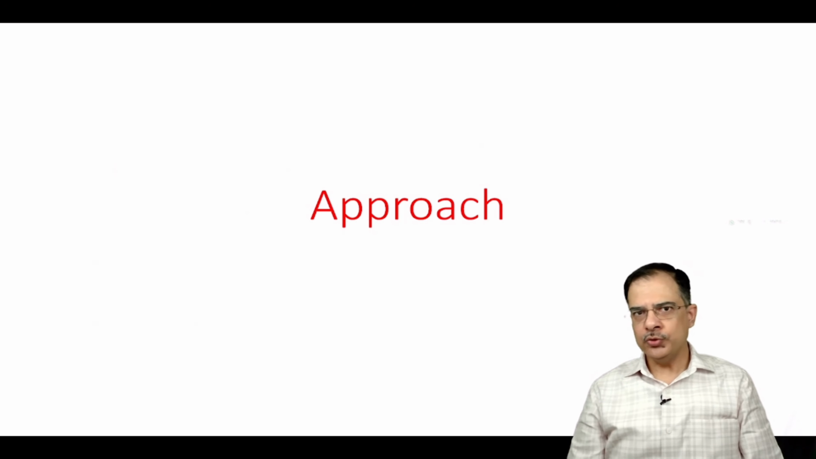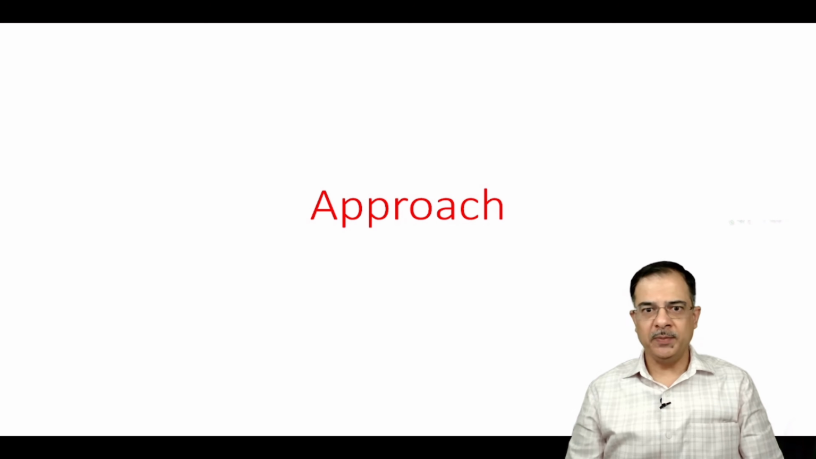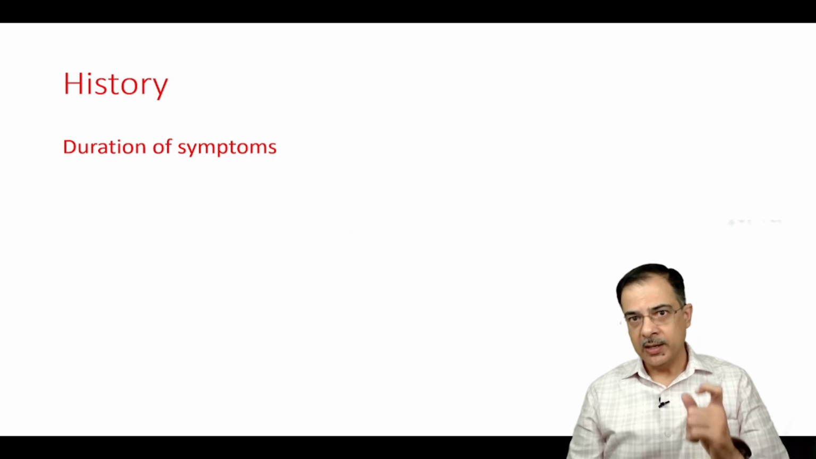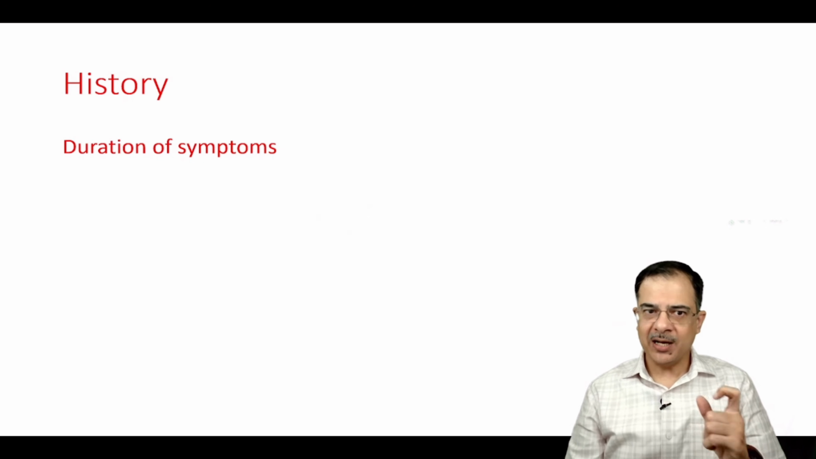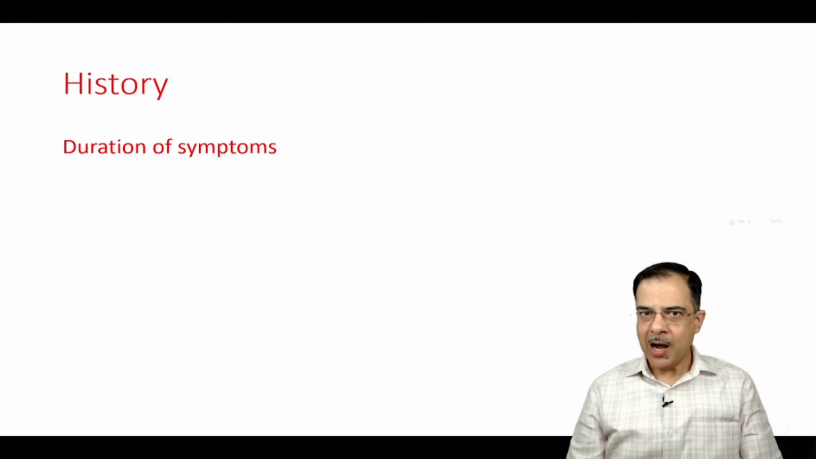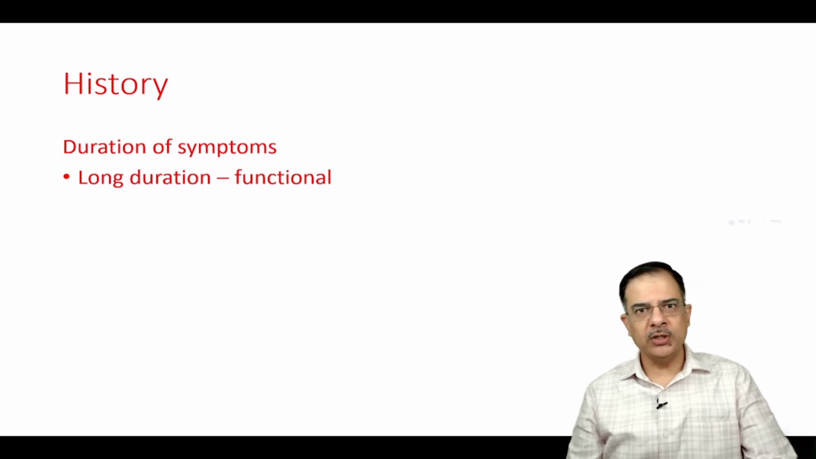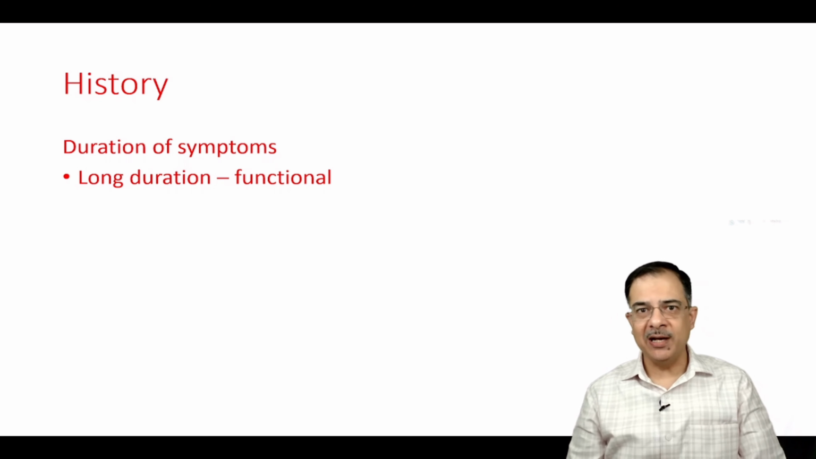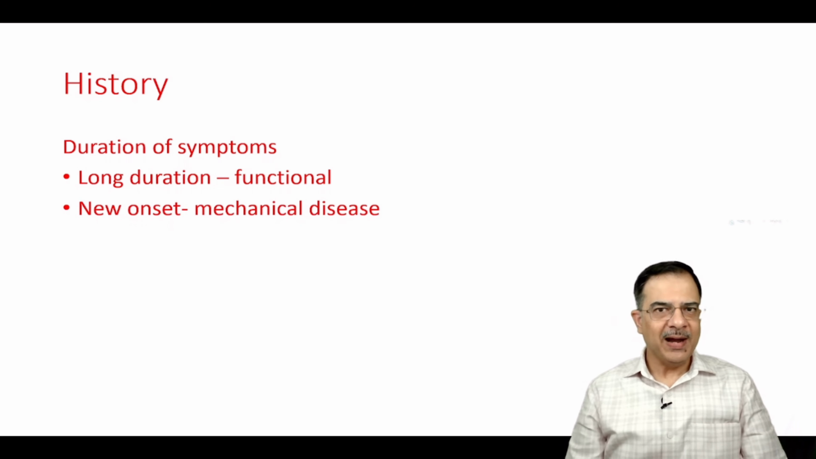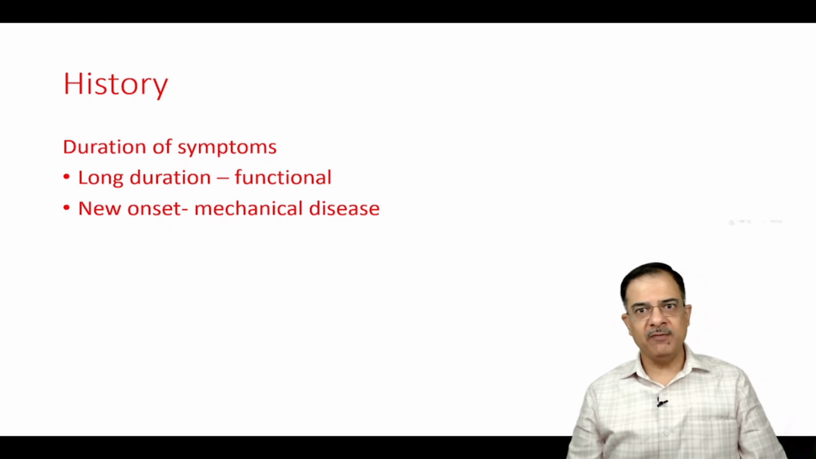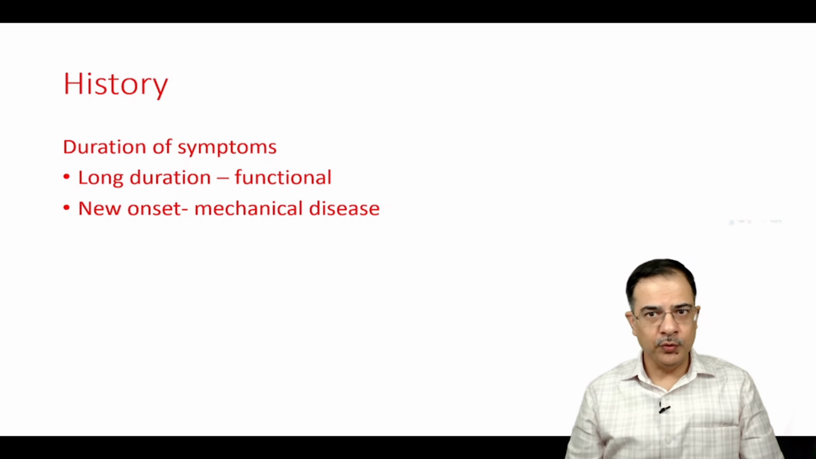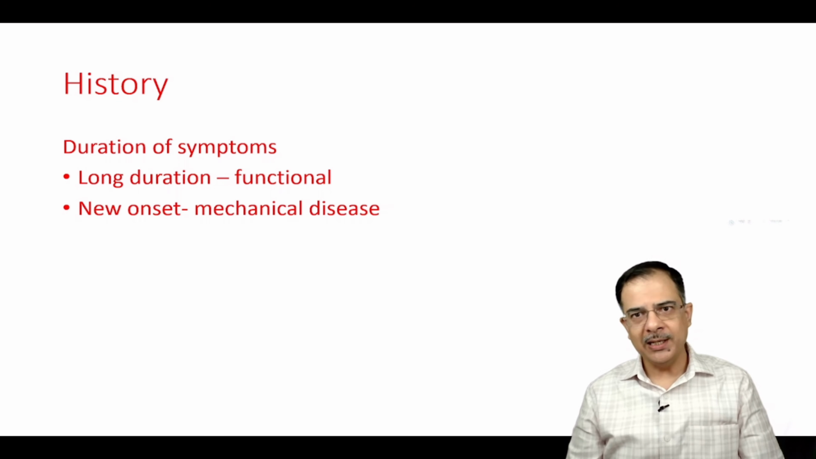So a patient comes to you with a complaint of constipation. History: the first thing you should assess is the duration of the symptoms. How long is the duration of symptoms? If it is a long duration, like more than 6 months, it is most likely a functional disorder. While if it is a new onset, within a week or within a few months, 2-3 months, most likely it is a mechanical disease.